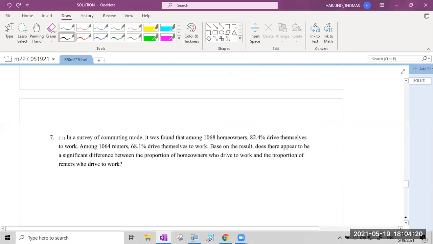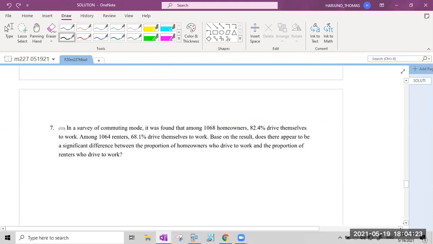Page 6. In a survey of commuting mode, it was found that among 1,068 homeowners, 82.4% drive themselves to work. So homeowners, the N is 1,068. Now, what is that 82.4% representing? That's the p1 hat. That's the proportion among that 1,068.